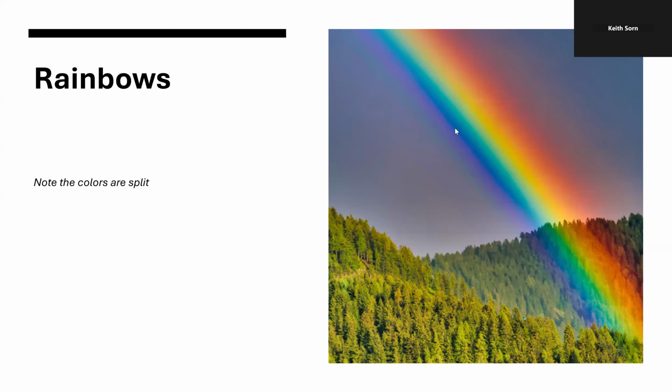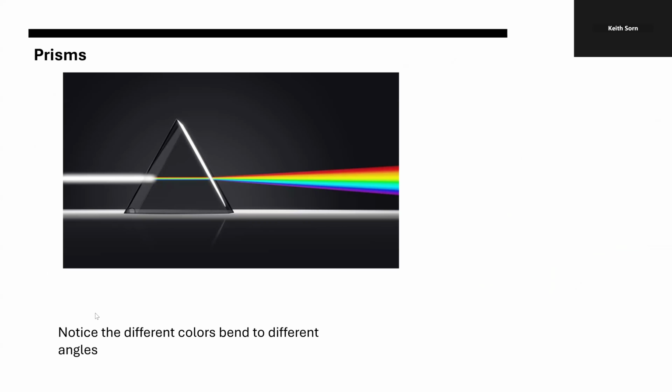Notice here that the colors are split. That's because the different colors have different indexes of refraction. Notice here on a prism how the colors are bent to different angles and that the purple is bent much more than the red.